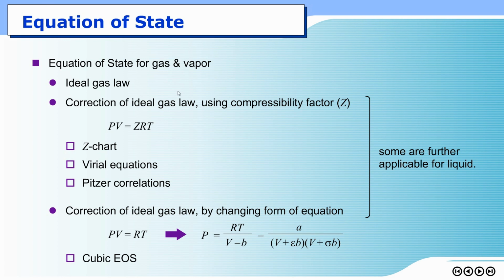Recently, these two modifications of the ideal gas law, even though originally derived to fit experimental data for gas, can later be adapted so that properties of liquid can also be described using these two approaches. Some equations can even describe the relationship between vapor and liquid at equilibrium. We will talk about that in more detail.